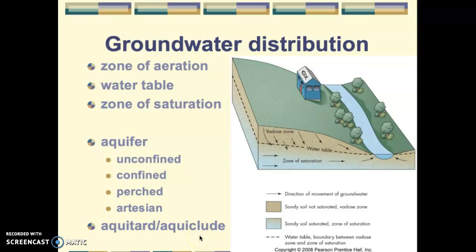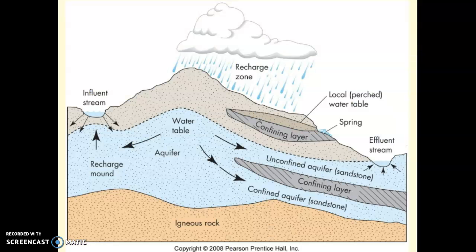Much more typical is it just flows through very, very slowly. So let's take a look at the next slide. The confining layers here are aquatards. They're probably made of a substance like clay that water doesn't flow through very easily. You can see where our water table is in our recharge zone. We have two aquifers here.